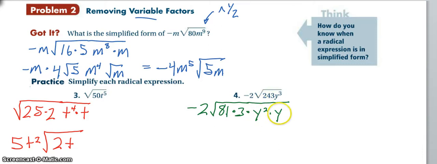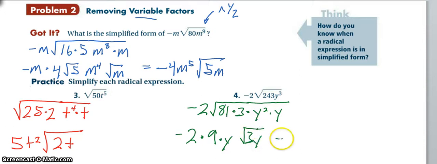My y squared times my y, that would give me the y cubed. So now I start to break things and bring them out of the radical. So radical 81, that's 9. I'm going to skip the 3 for a moment. Radical y squared is just y. Then I come back, get that 3 and the other y under the radical, and then I'm going to clean this up. Negative 2 times 9 will give me negative 18 y radical 3y. That's how we do that.